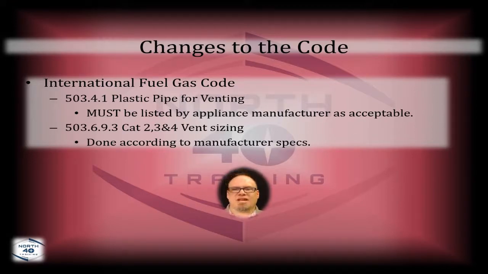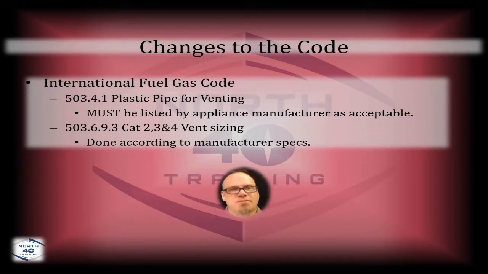5034.1, plastic pipe for venting. You've got to use what the manufacturer says, and that goes with 503693 as well. When you're trying to figure out what you can use for venting applications now, code has changed. They used to allow you to use anything that was listed for the application, even if it was made by a third party. Now, anything you're using for vent, doesn't matter if it's category 4 or category 2, anything other than category 1, which is natural draft, has to have the venting applications listed by the manufacturer.